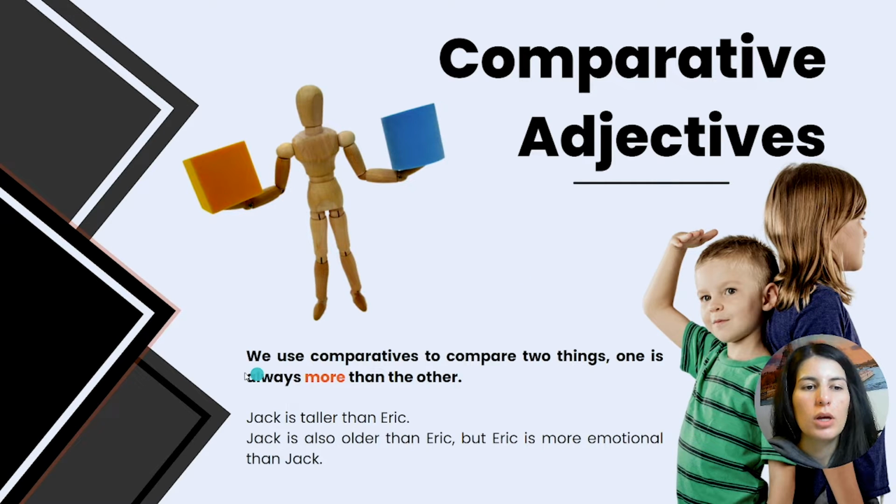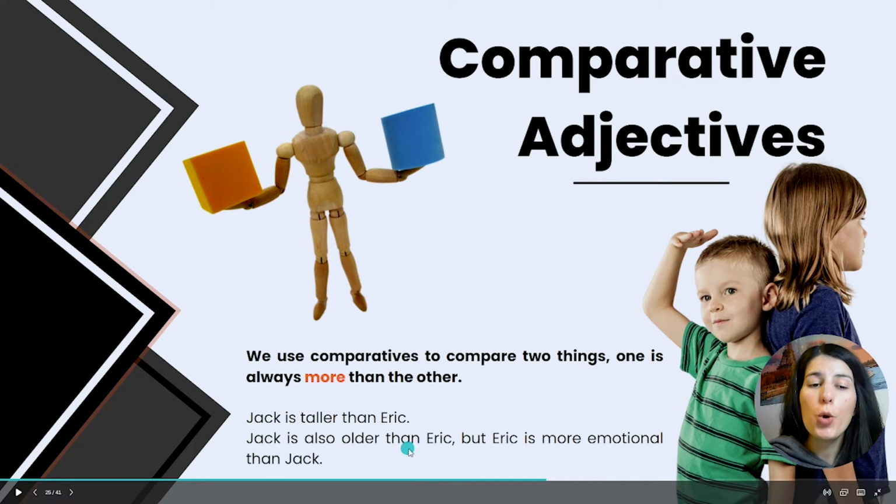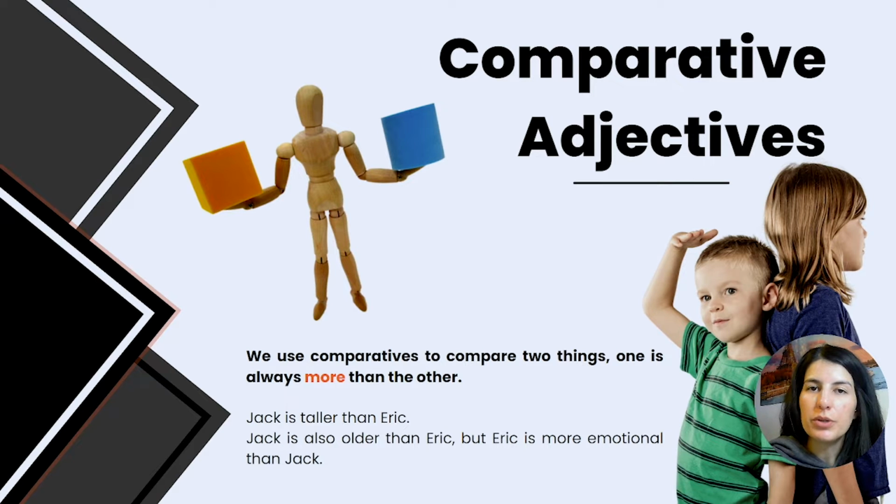So, as we can see here on the screen, we use comparatives to compare two things. One is always more than the other. Okay? So when we say Jack is taller than Eric, Jack over here is taller than Eric, we have something that Jack has more of than Eric. Jack is also older than Eric, but Eric is more emotional than Jack.